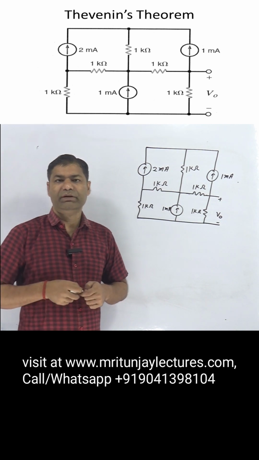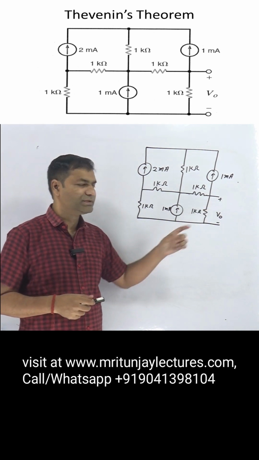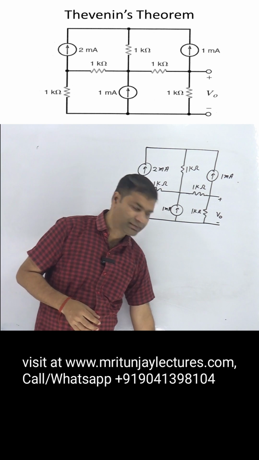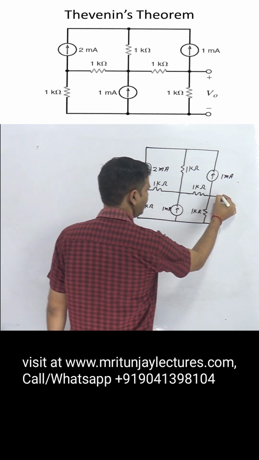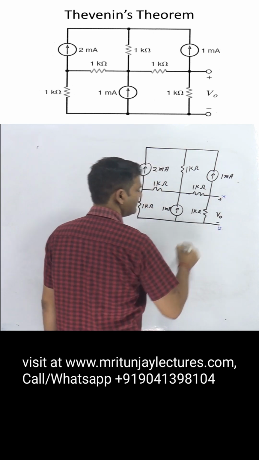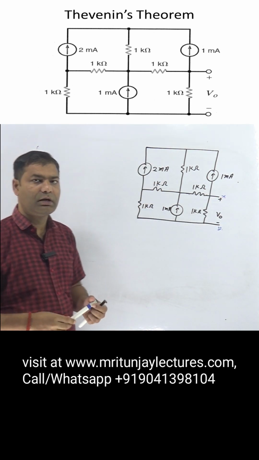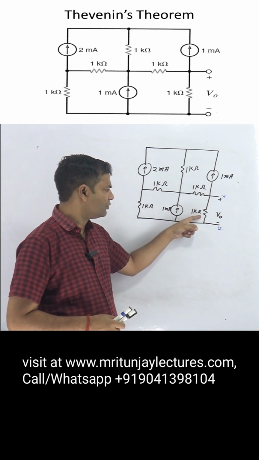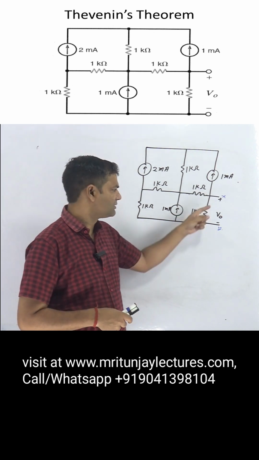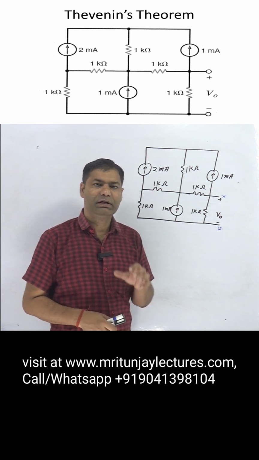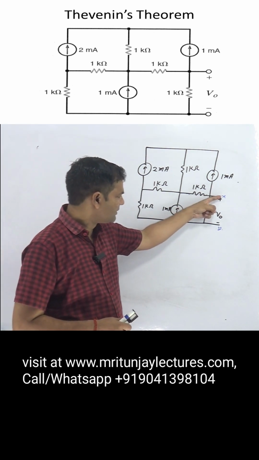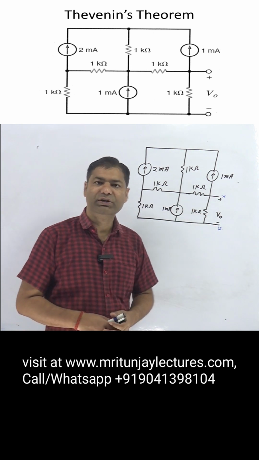Now our motto is to determine V naught with the help of Thevenin's theorem. How can we determine it? First of all, we have marked x and y. The 1 kilo ohm resistance is in parallel with V naught, so it behaves as a dummy resistance. That's why first of all we have to make the Thevenin's equivalent corresponding to the xy terminal.